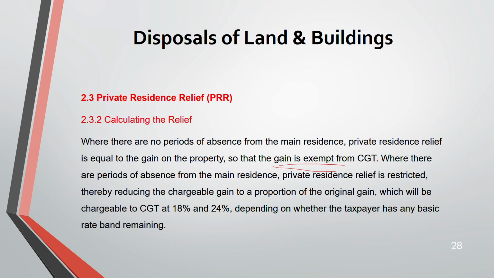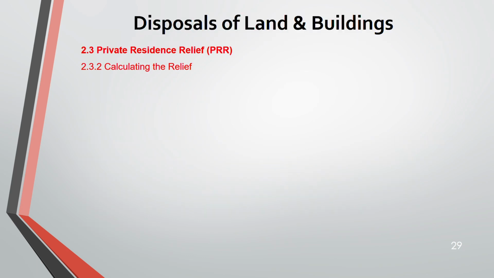Rarely will you get such a question where the owner is staying throughout. No, there will be a period of absence. So when there's a period of absence, your private residence relief is restricted. That means it will reduce. And once you reduce your chargeable gain by the private residence relief, the excess, what is left, will be taxed at either 18% or 24%, depending on whether the taxpayer has any basic rate band remaining.